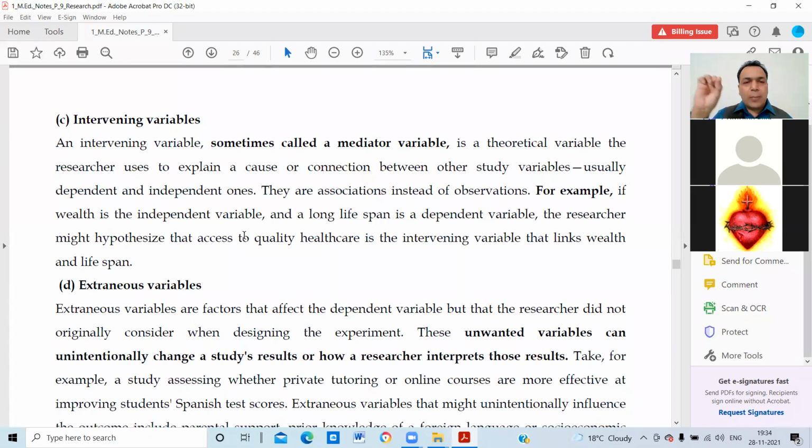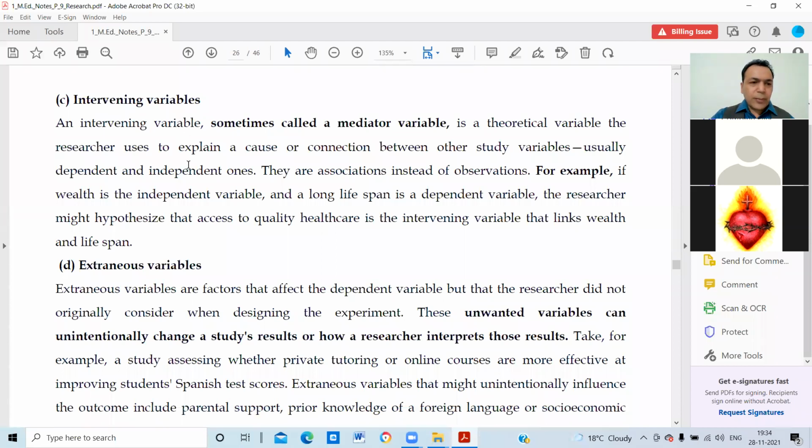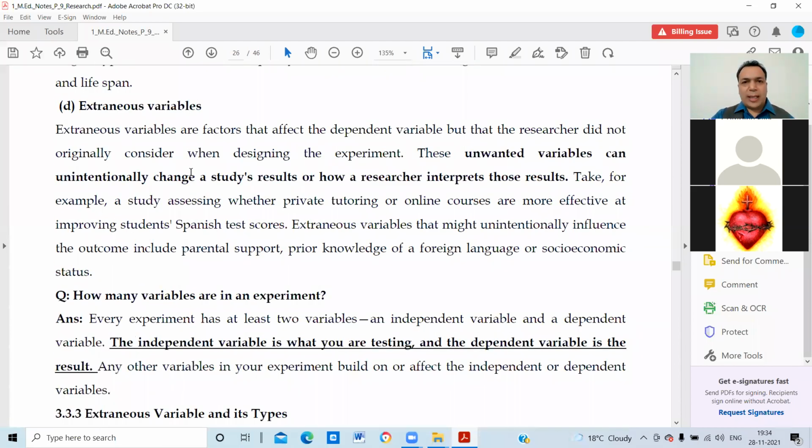What are the independent variable, the dependent variable, the intervening variable, and the extraneous variable? What are extraneous variables? After this, with the help of one example, I will clear up all the variables. So for now, just understand the extraneous variable.